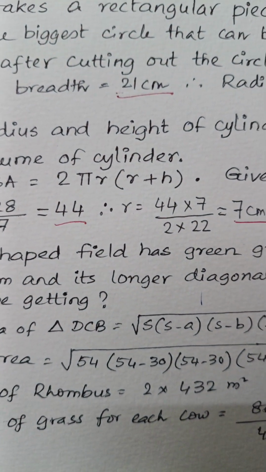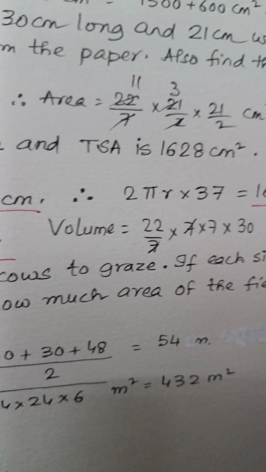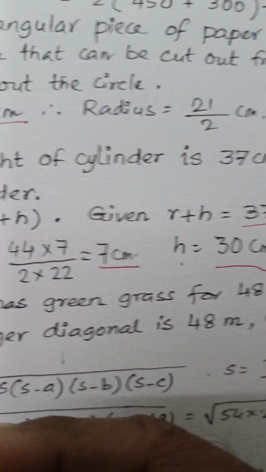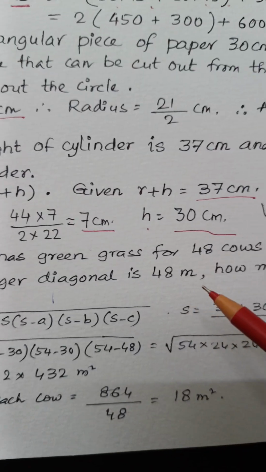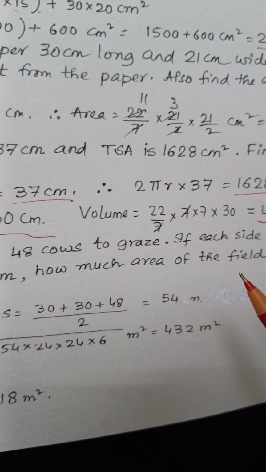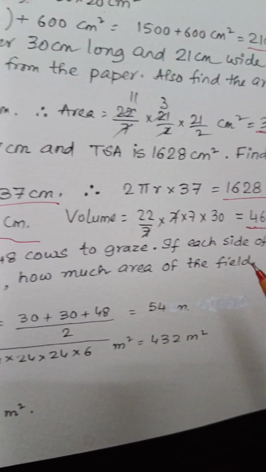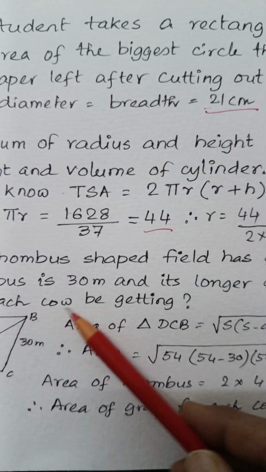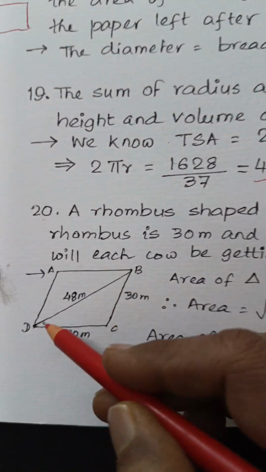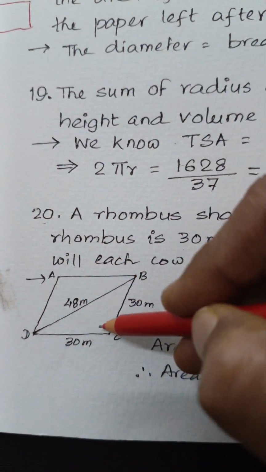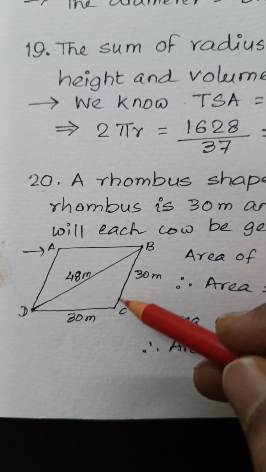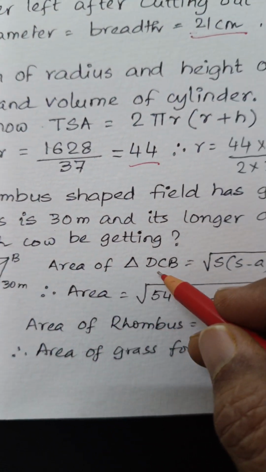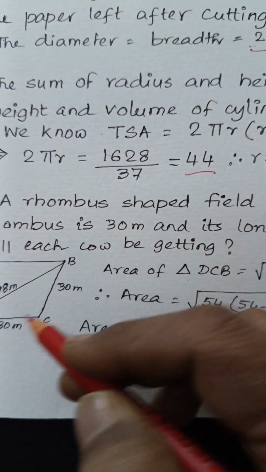Now last one is number 20. A rhombus shaped field, this one, has green grass for 48 cows to graze. If each side of the rhombus is 30 meter and its longer diagonal is 48 meter, how much area of the field will each cow be getting? Now this is the longer diagonal, this is the shorter diagonal. The longer diagonal is 48 meter, this is 30 meter, this is 30 meter.